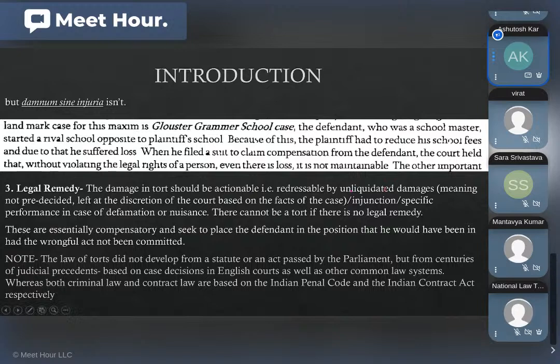Redressable by unliquidated damages. What does this term unliquidated damages mean? It means damages मतलब क्या है समझ लो. Damages मतलब जो मतलब suppose तुम्हें 5 लाख रुपीस compensation मिल रहा है किसी से, that is what damages means. And ये जो amount है 5 lakhs का, ये pre-decided नहीं है.